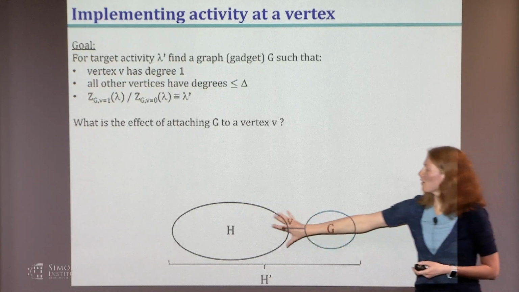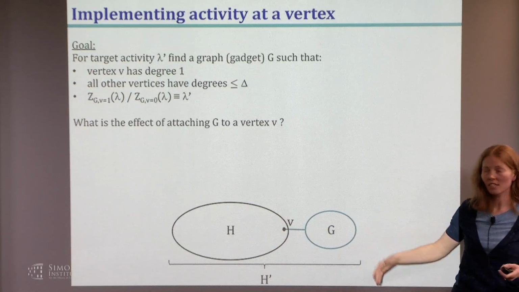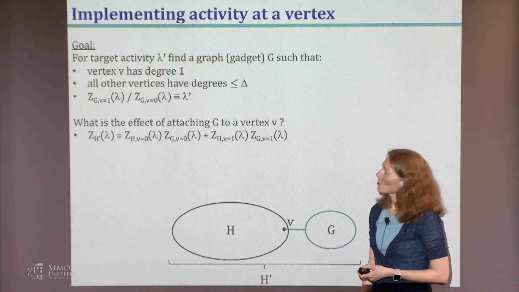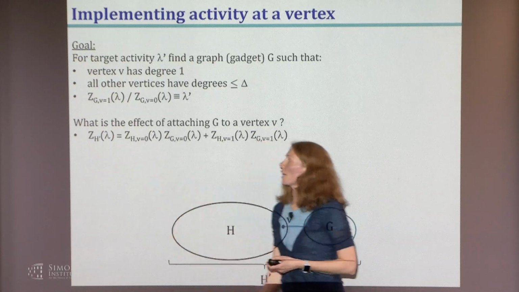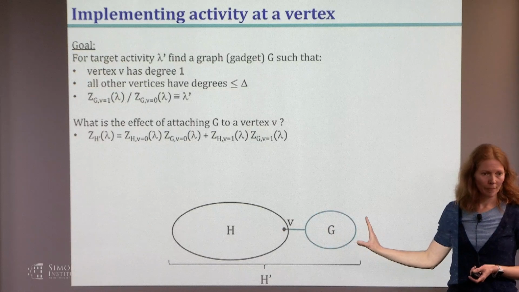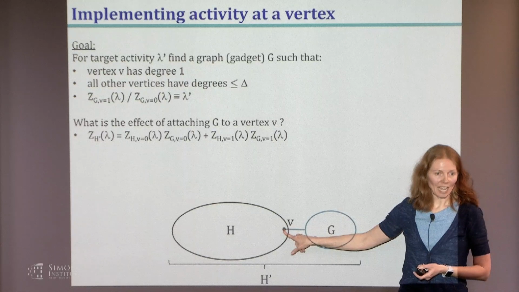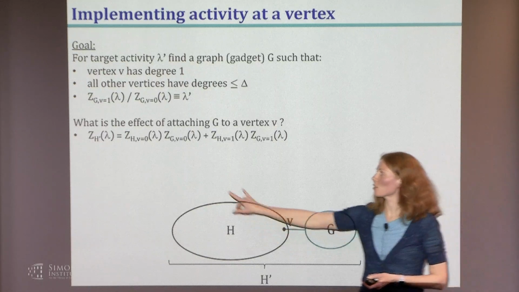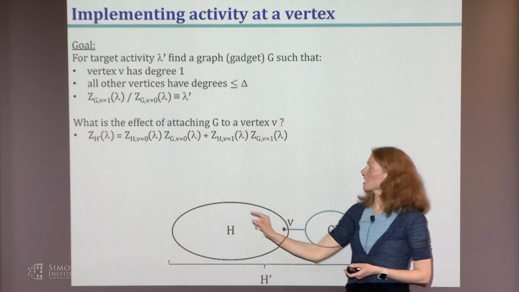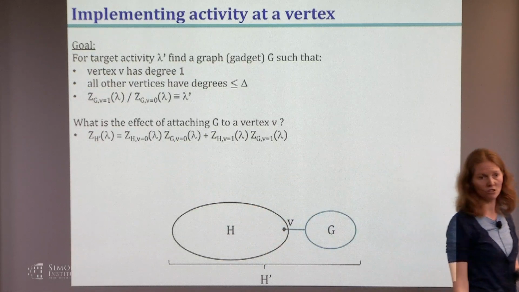Well, if I have my original graph H, and then I do the attachment, and I thus create a new graph H prime, let's do a very quick calculation. So what is the independent set polynomial for H prime? Now, everybody has activity only lambda. So the V vertex is either in an independent set or out. If it is in, it has to be in the independent set for both H and G. If it is out, it has to be out of the independent set for both H and G.